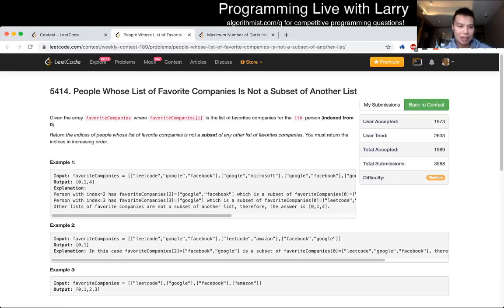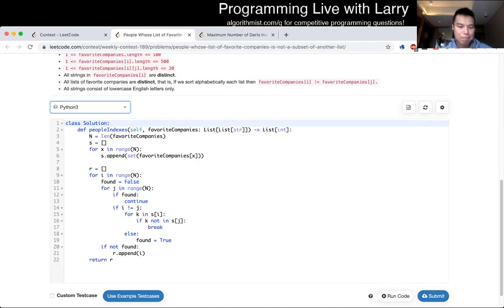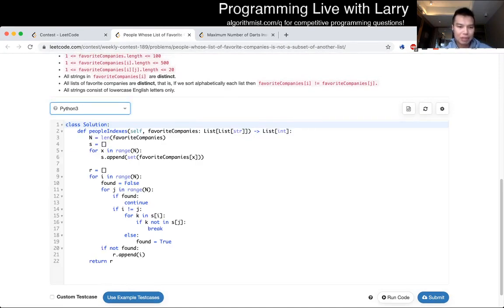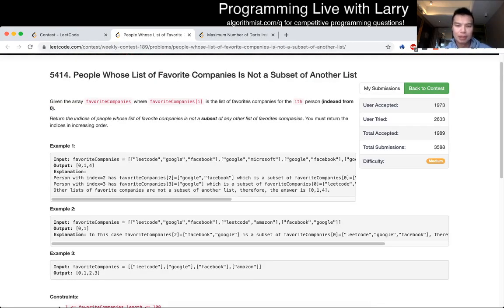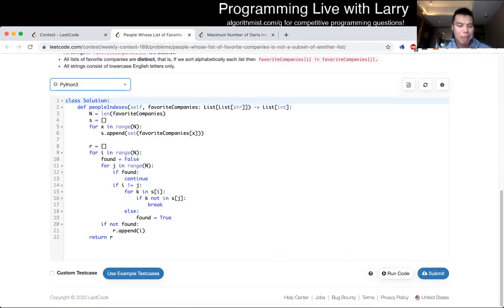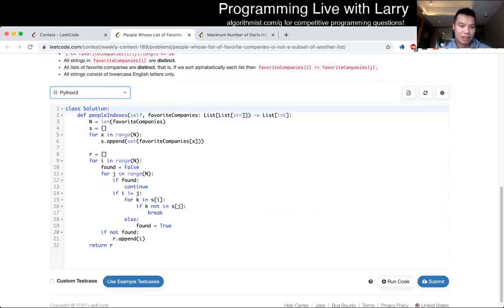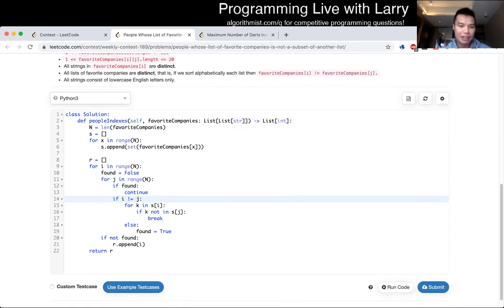Q3, people whose list of favorite companies is not a subset of another list. I probably could have done this one faster, but I wasn't sure if they meant a proper subset, and I was a little bit skeptical about the running time. So basically, what I did was brute force. It's n squared: for every i, you compare it to a j, and see if everything in i is in j or not.